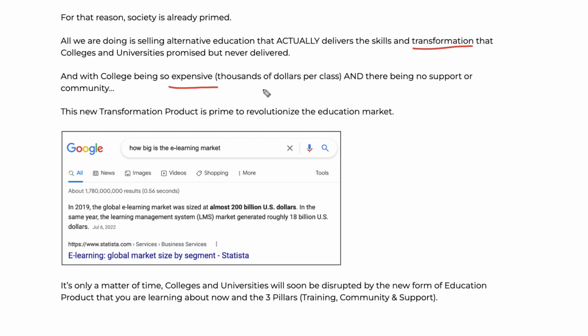We're talking about over a $200 billion industry, because it's only a matter of time until colleges and universities will be disrupted with this new form of education product that you are learning about, and the 3 pillars: training, community, and support, because we're actually delivering the value that we promised. We're actually delivering the transformation in a way that colleges and universities have failed to do. And so that is ultimately the reason why this business model is already proven. And that's why I wanted to quickly mention that as well. So that is quick mention number 3.